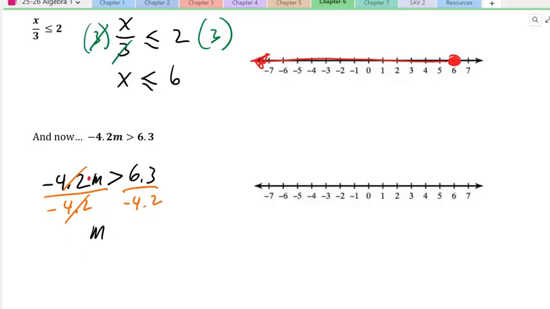Now this is where something gets really important. If you divide by a negative number, you must turn your inequality symbol around. Because if you don't, all kinds of horrible things happen and you get the answer wrong. So you have to remember to turn the inequality symbol around when you multiply or divide by a negative. So 6.3 divided by negative 4.2 is going to be negative 1.5. So we find negative 1.5 on here, about here, and then everything less than that. And remember, we are leaving that open because it is not less than or equal to, it's just less than.